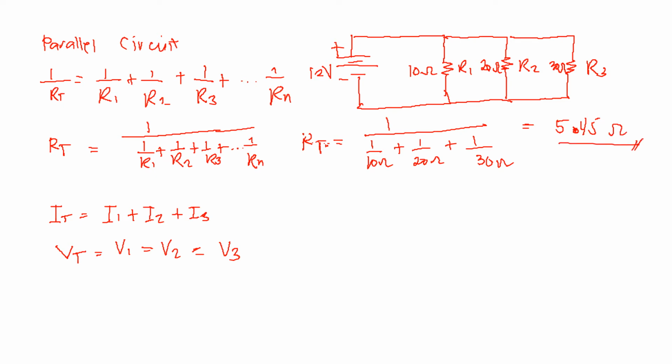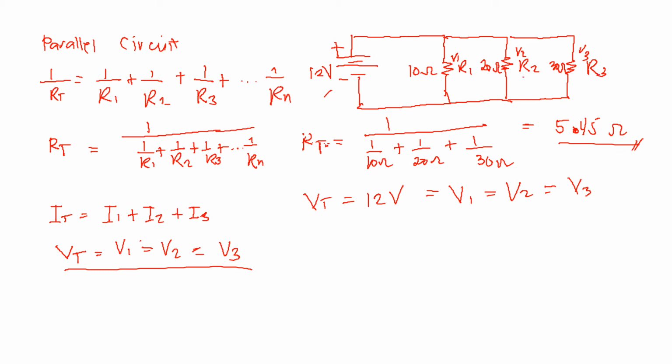Then next, let's determine the voltage at resistor 1. So here the V1, the V2, and the V3. Knowingly, our total voltage, our source, is known to be 12 volts. Therefore, as per concept, our V1 is also equal to 12 volts, V2 is also equal to 12 volts, and V3 as well. So they have the same potential, here, here, and here.